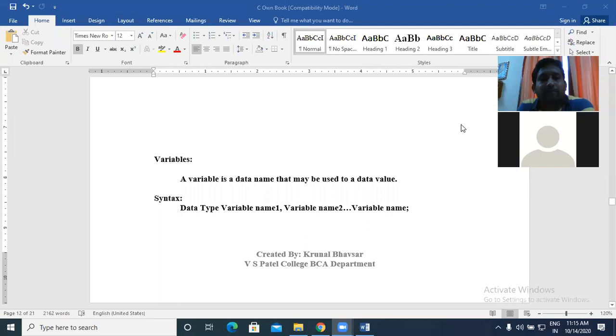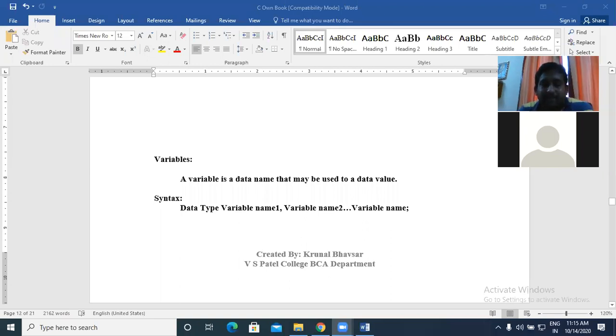First of all, what do you mean by variable? First, we check the definition of variables. A variable is a data name that may be used to store a data value. For example, x is equal to 10. So x is a variable and 10 is the value of x. For example, pi is equal to 3.14. So pi is a variable and its value is 3.14.